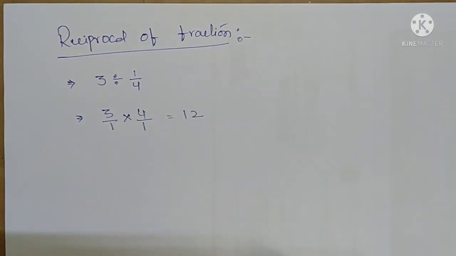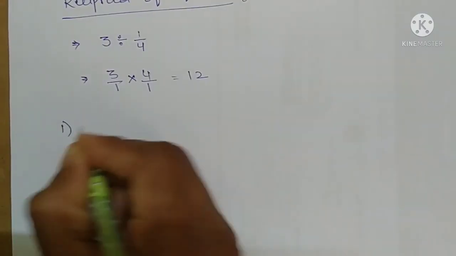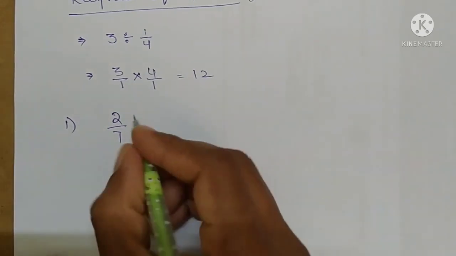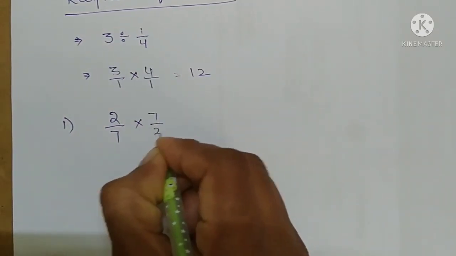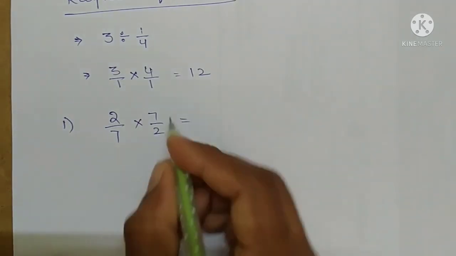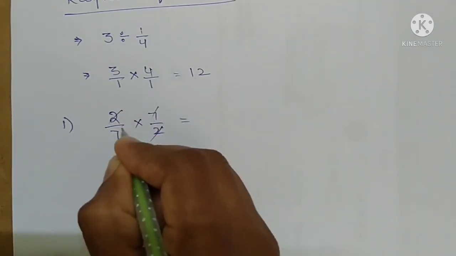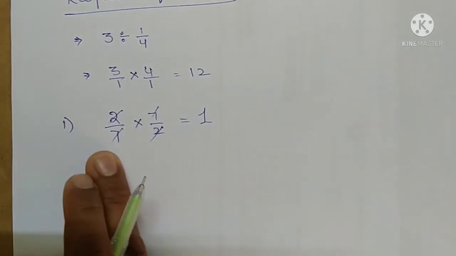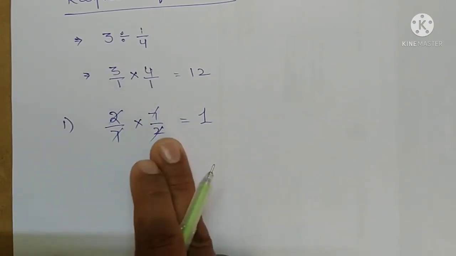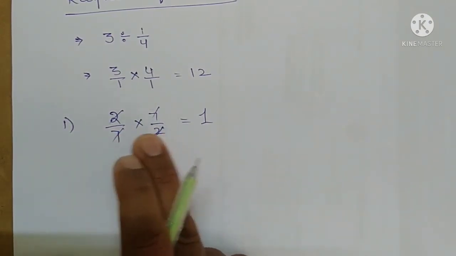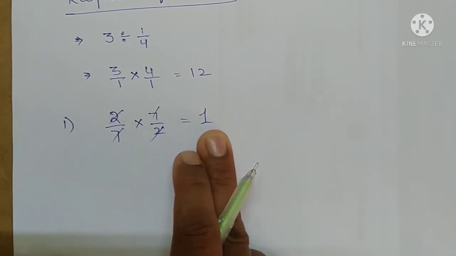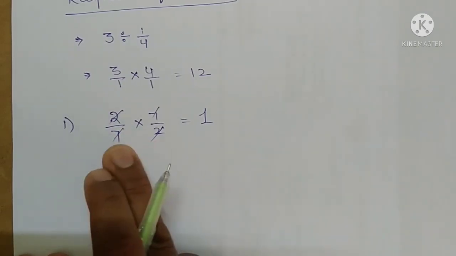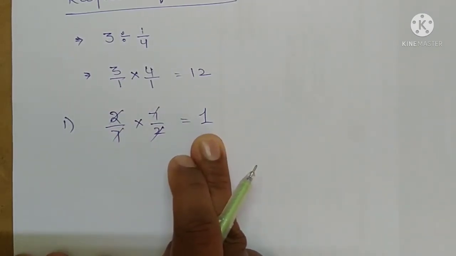Take another example, 2 by 7. The reciprocal form is 7 by 2. The result: 2 and 2 cancel, 7 and 7 cancel, and we get 1. So a fraction and its reciprocal, when multiplied, give the result 1. Yes, a fraction and its reciprocal multiplication always results in 1.